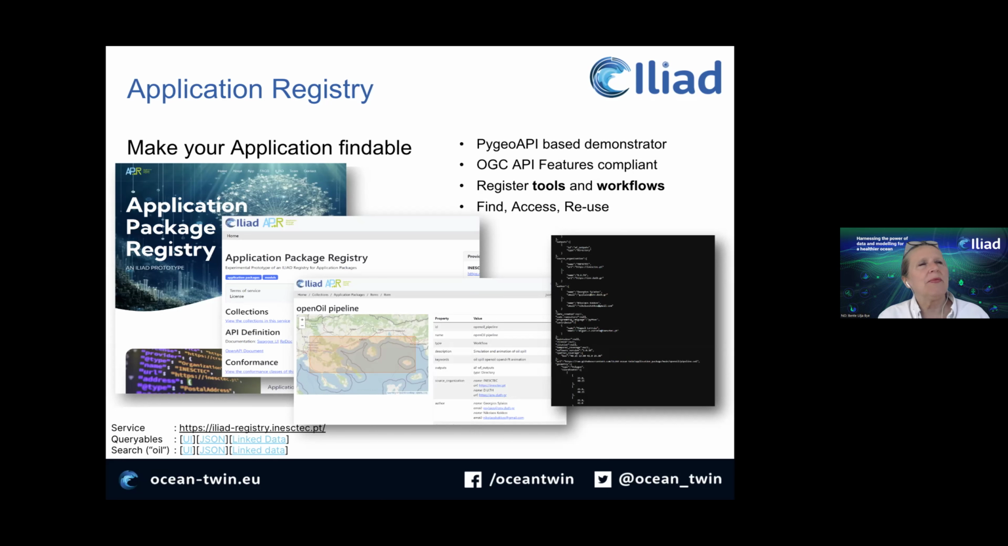But I mean, these application packages, you showed they came originally from ODC, but then we in Iliad adapted them and further developed them. It's part of the ocean activity, but it seems like it can be used to combine different thematics. It's not limited to ocean, is it?